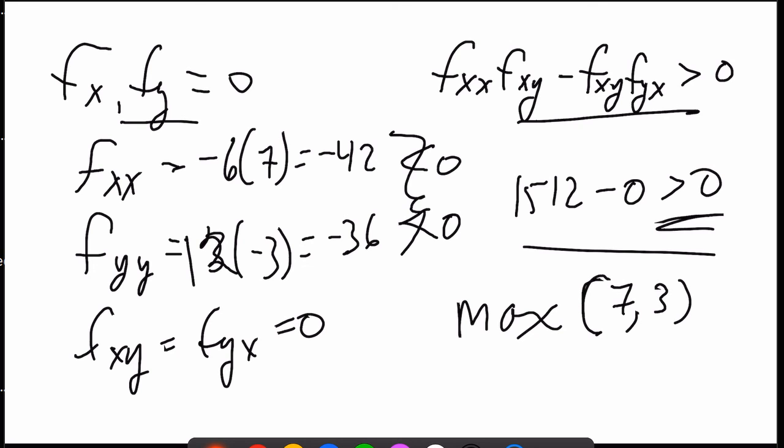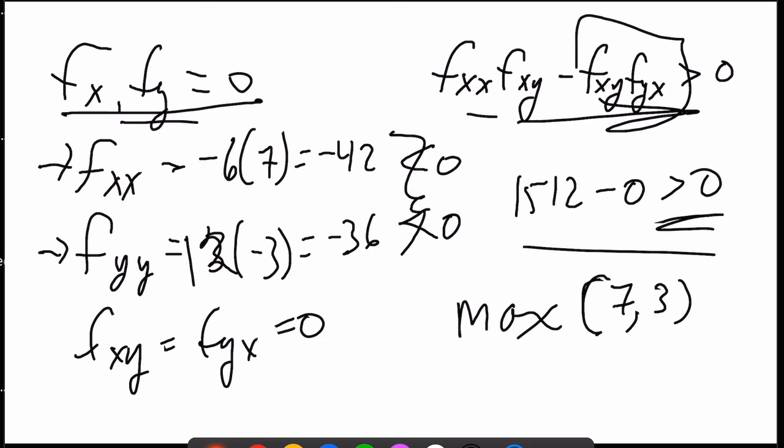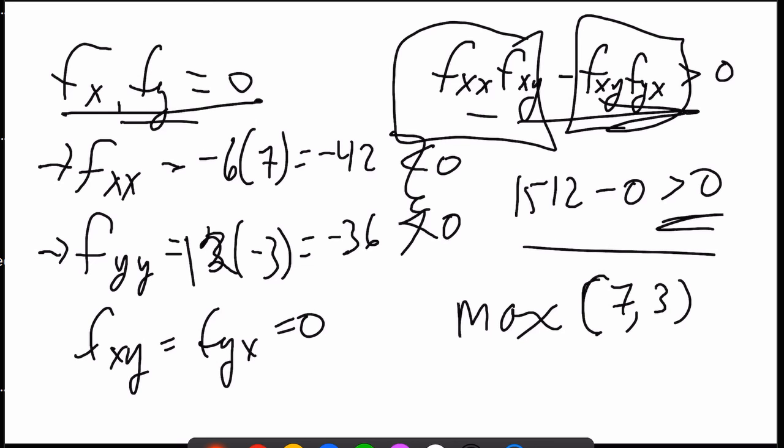Okay? That gives us first derivatives of 0. And then the second derivatives are negative, right? And then the multiplication of the cross partials is less than the multiplication of the second derivatives. Got it? Okay. Now there's another way to do this.